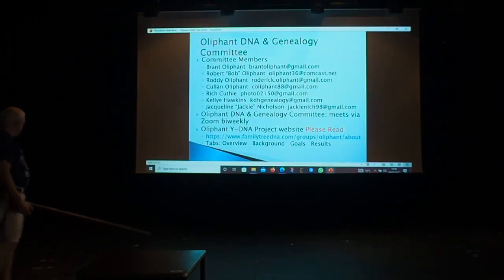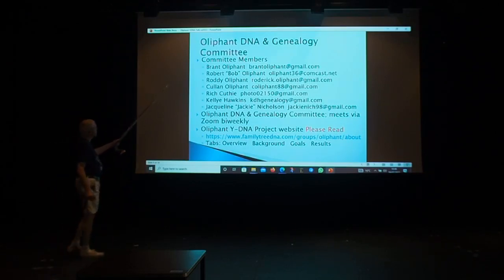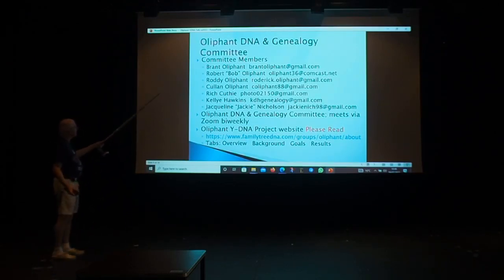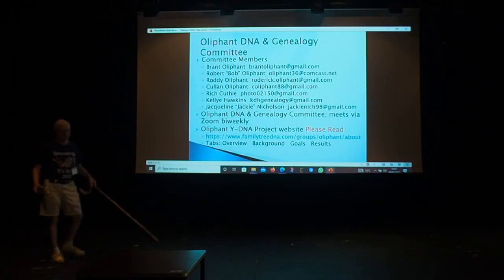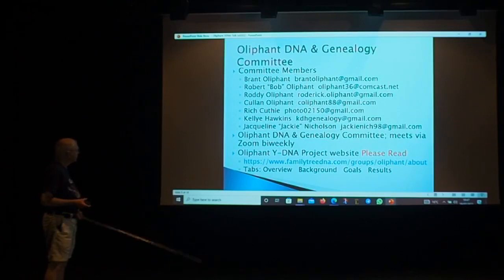So this is the Oliphant DNA and Genealogy Committee. Grant is here. That's me, Roddy, you know. Cullen is running all of the electronics here. Rich Cuffey is not here this year, but he helped me quite a bit with the autosomal briefing that I'm going to give next. Kelly Hawkins and Jackie Nicholson are Oliphant genealogists. We've been meeting pretty much bi-weekly via Zoom. We're all over the country, so that really works pretty well.